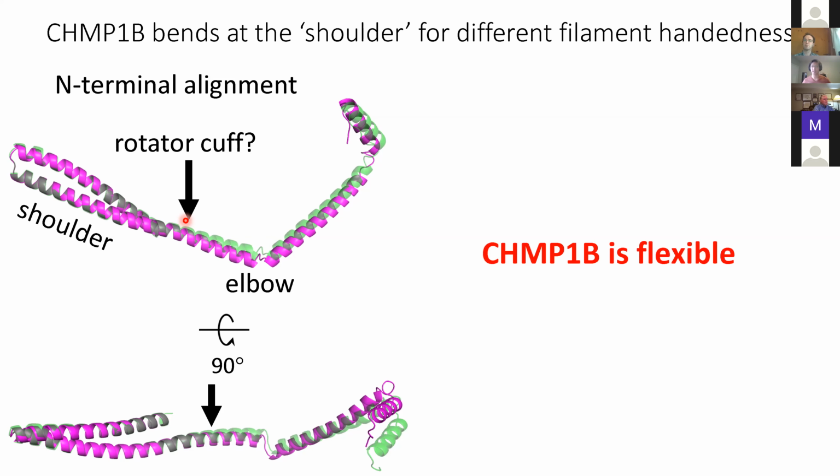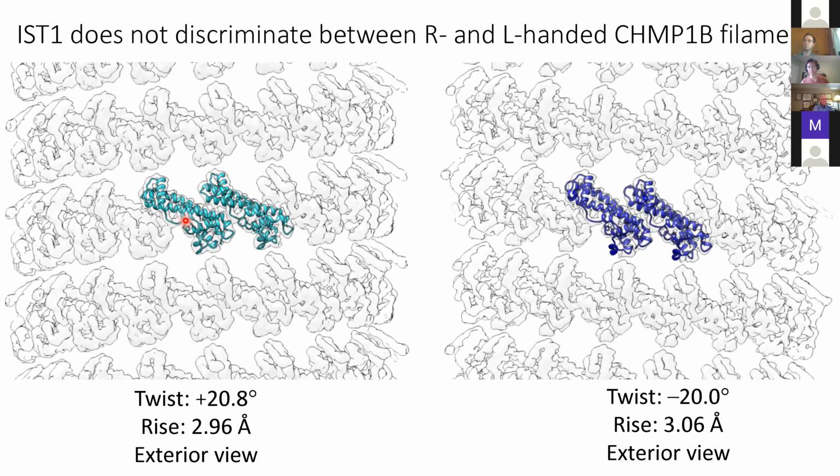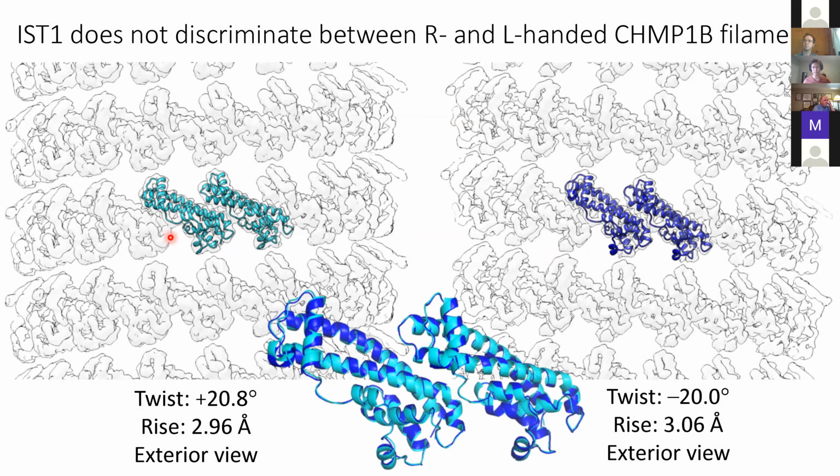This highlights that this protein is flexible. CHMP1B is flexible. This left-handed and right-handed filament has also been seen in other ESCRT-III proteins as well. Moreover, it's CHMP1B that's dictating this handedness and not IST1. So here I'm showing you the EM density of the IST1 layer in both the right- and left-handed filaments, as well as two protomers. If you take these two protomers and overlay them, the RMSD is very, very small. It's less than an angstrom.